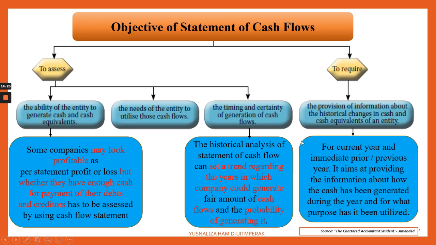Next is, since it gives information about the historical changes, therefore for current and immediate prior years, the aim is to provide information about how cash has been generated during the year and for what purpose it has been utilized. So looking at what happened in the prior year and in the current year, we'll be able to have an idea of how cash has been generated and for what purpose the cash has been utilized according to the 3 types of activities.